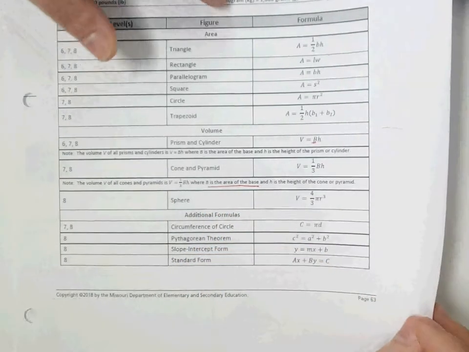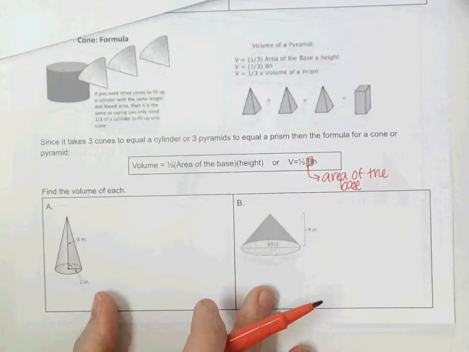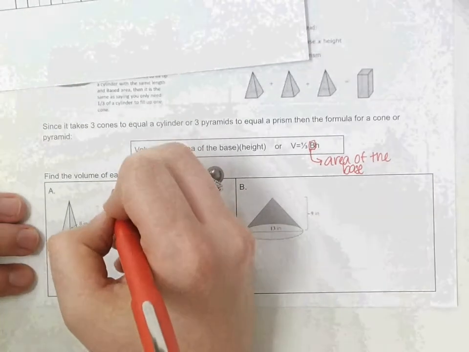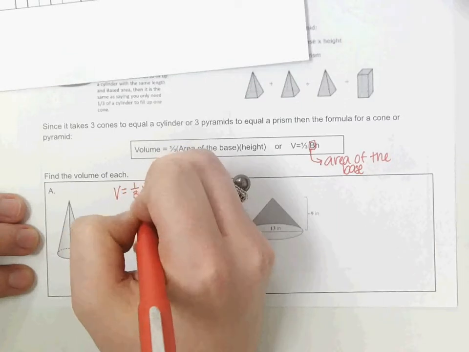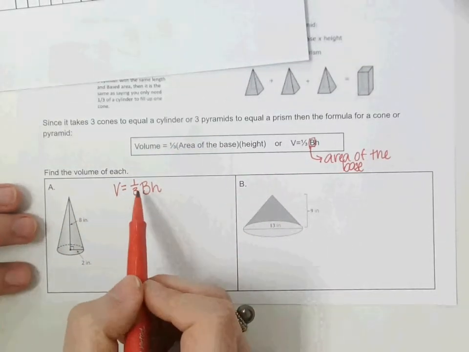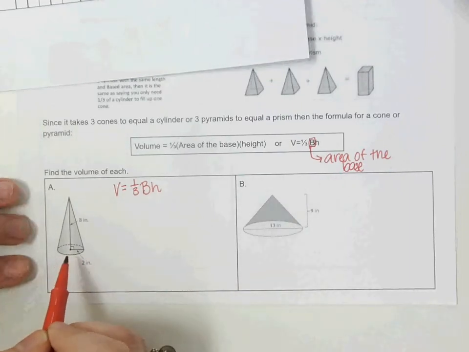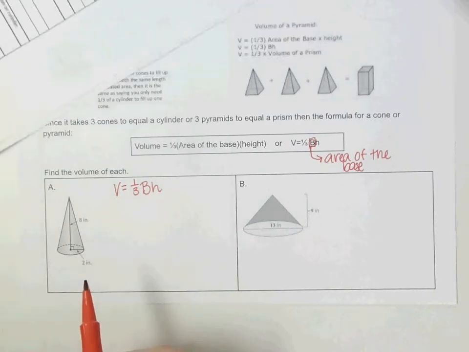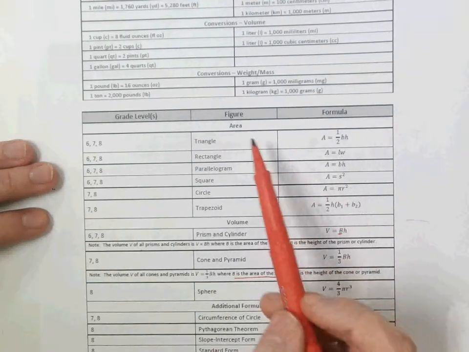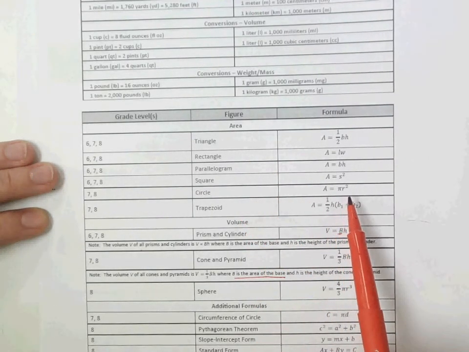Okay? So the first thing we're going to look at here is a cone. Okay? So we're going to rewrite our formula. We know V equals 1/3 capital B H. Now, capital B means we need to find the area of our base. And we see that our base is a circle, which means that I need to find the area of a circle. So we're going to come back to our formula sheets, and we have area, and we're going to go to circle. And we see that the area of a circle is pi r squared.